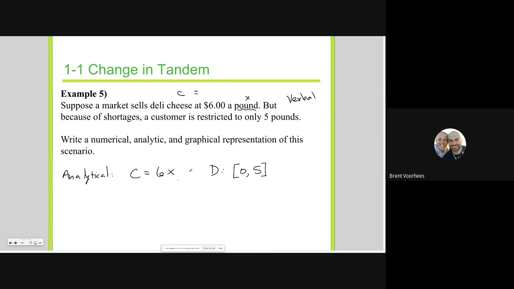Before I do the numeric in a second, I'm going to do the graph here. This is a linear function. What's the y-intercept? If you bought 0, plug in a 0, what's 6 times 0? 0. It's going to start at zero.